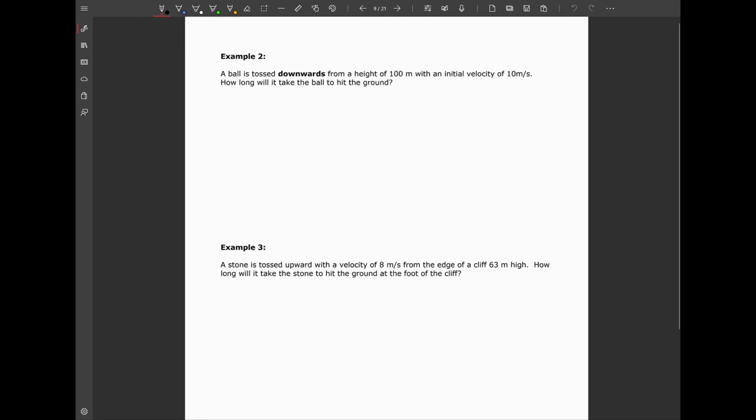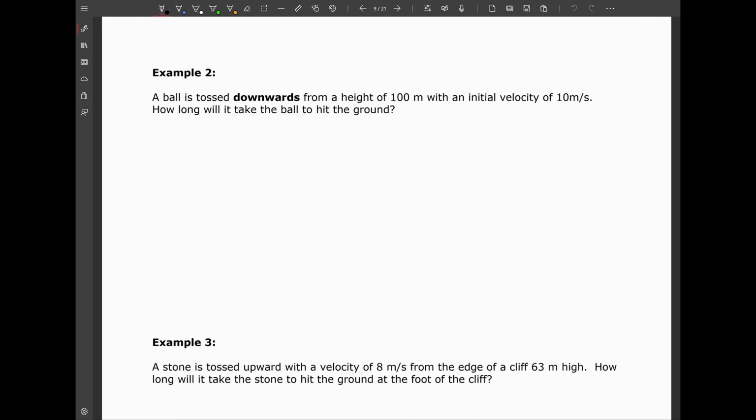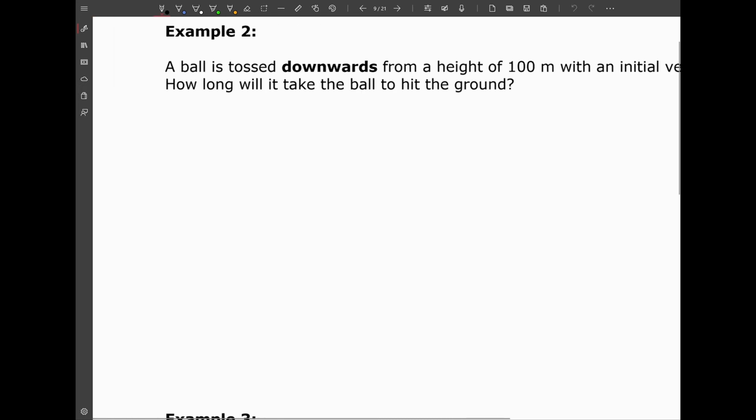All right. 2 more examples to go through for this lesson. Example 2. A ball is tossed downwards from a height of 100 meters with an initial velocity of 10 meters per second. How long will it take the ball to hit the ground? So I'm just going to draw a sketch first. When I'm given these kinds of things, it's nice sometimes to just draw what it looks like. So I've got this situation here where I'm starting at 100 meters, and then I'm tossing the ball downward towards the ground from 100. So this is my h of t, and this is t.